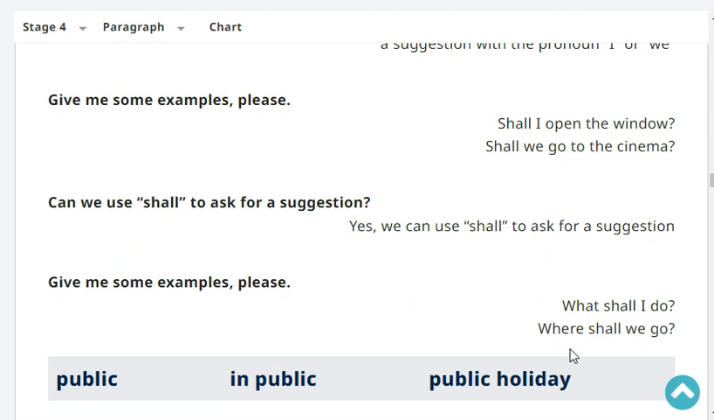Shall I open the window? Shall we go to the cinema? Very good. Can we use shall to ask for a suggestion?